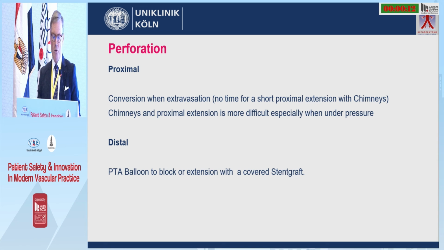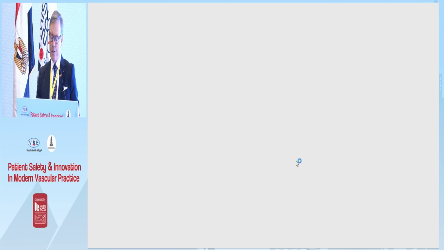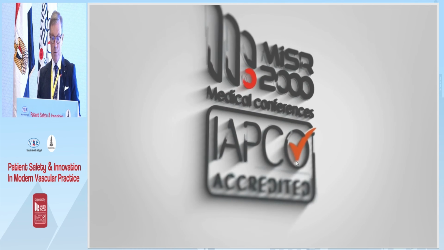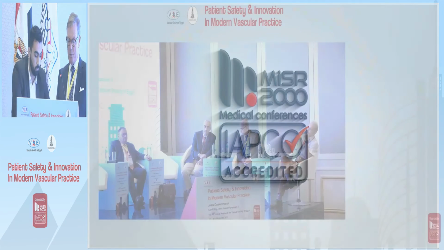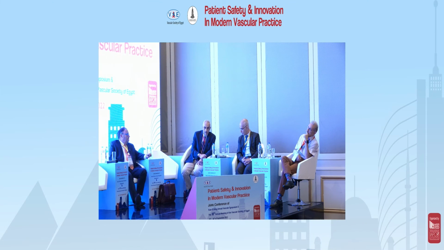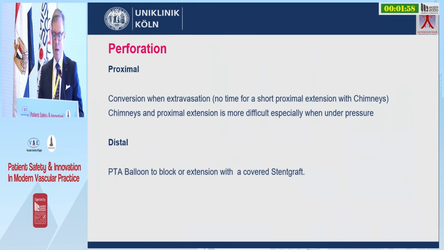Perforation: if you have a proximal perforation by a balloon, by doing the molding, then open conversion is most likely the way to go, because if you are not familiar with chimneys, to do them in the acute phase is not possible. Whereas if you have a distal perforation of the iliacs, that's easier to deal with.